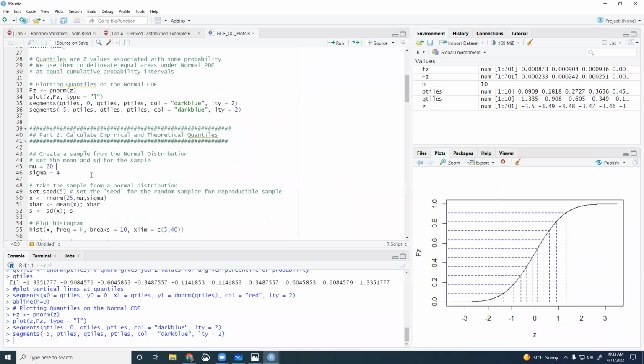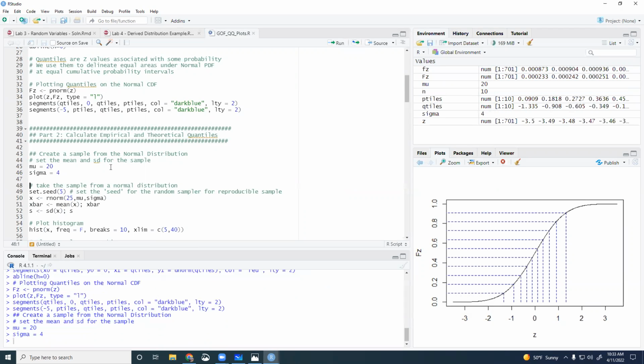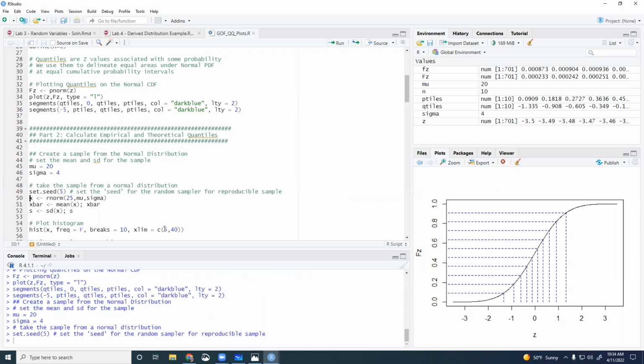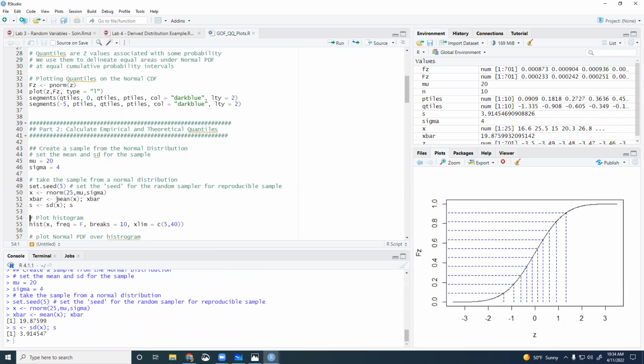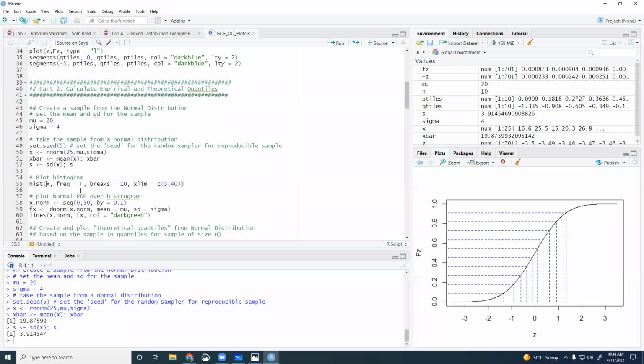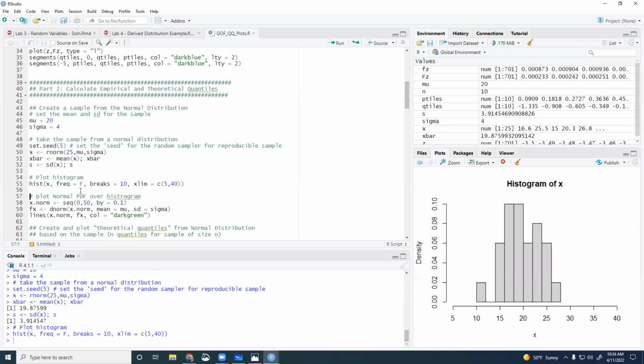All right, so let's do this. We're going to take a random sample from the normal distribution, with a mean of 20 and standard deviation of 4. We are going to create a sample and then take a mean and a standard deviation of that sample using rnorm. So this is my random sampler. Here's a histogram of that sample with freq equals false. That gives us the density.